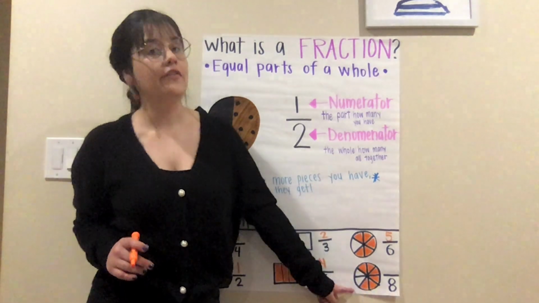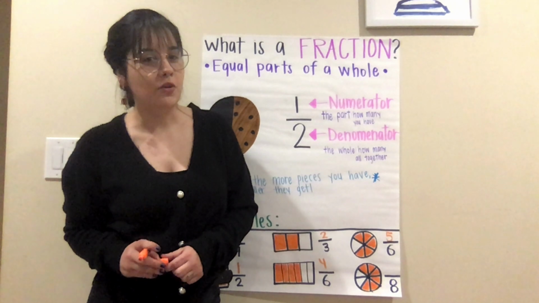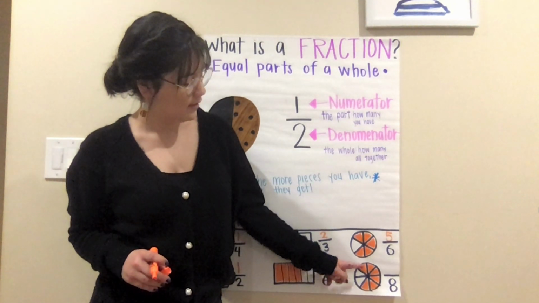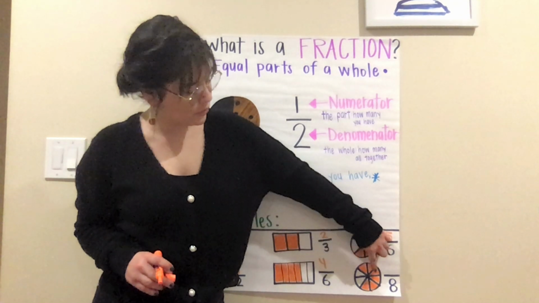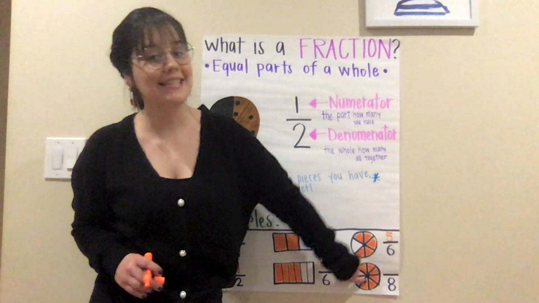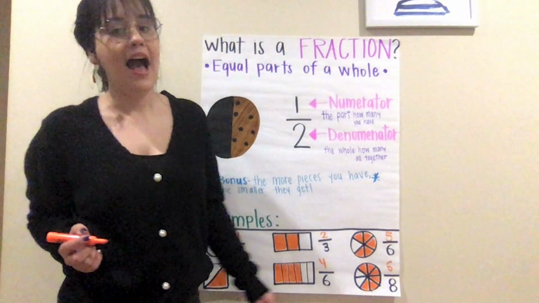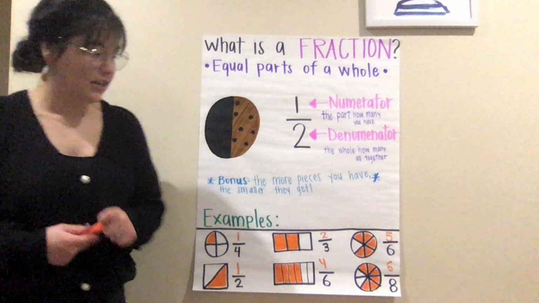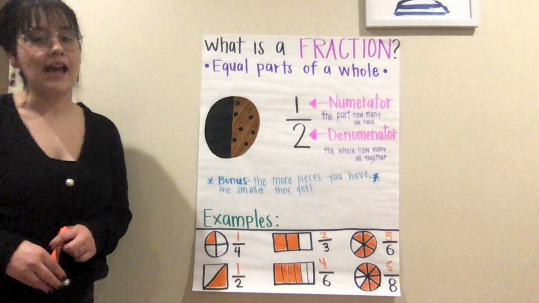Now, how many of those 8 pieces are orange? Go ahead and count them. I'll give you a second. There should be 1, 2, 3, 4, 5, 6. 6 orange pieces out of 8. So there were 6 orange out of 8 altogether.